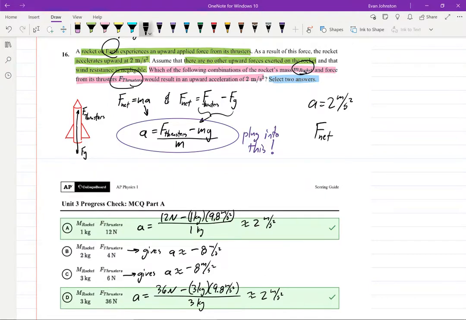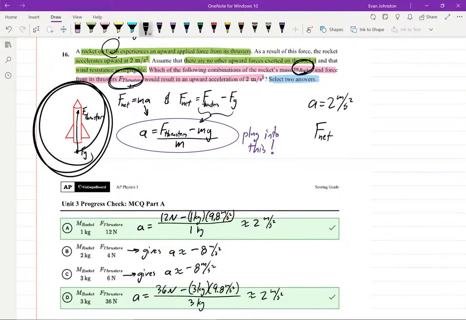Which combinations of the rocket's mass, m rocket, and force from the thrusters, F thrusters, would result in an acceleration of 2? So they're actually asking us, can you do some math here? Now, I would argue more importantly than being able to diddle around with the math is really understanding the setup. So we know that the net force is equal to ma. We're given the A value. We literally know A is 2. We want to find which pair of rocket mass and thrust gives us that 2 for the acceleration. And so not only are we going to write out Newton's second law, but we have to be able to look at this physical phenomenon.